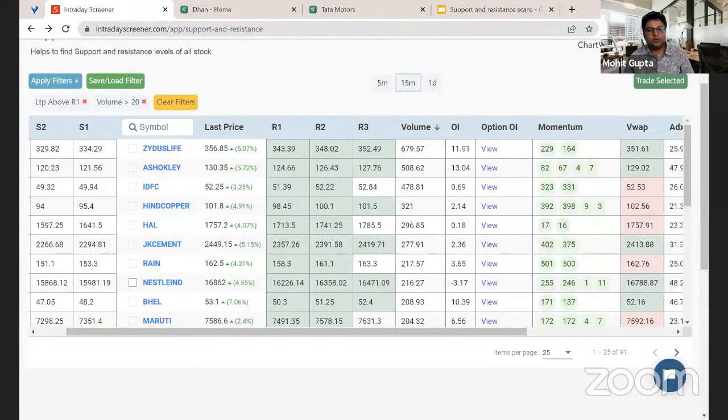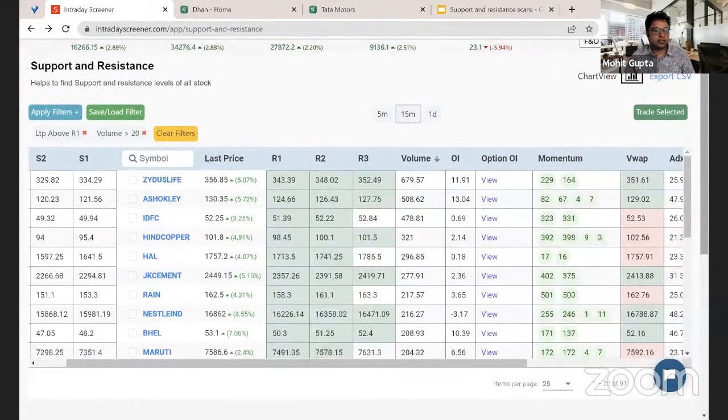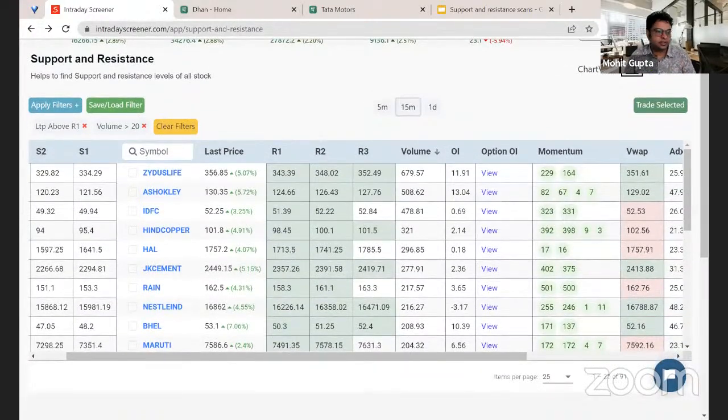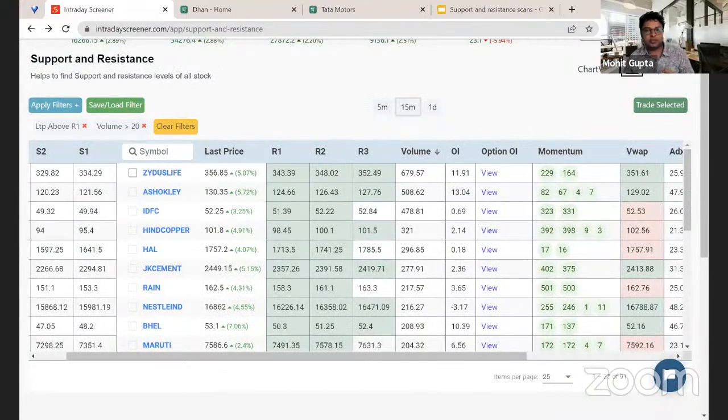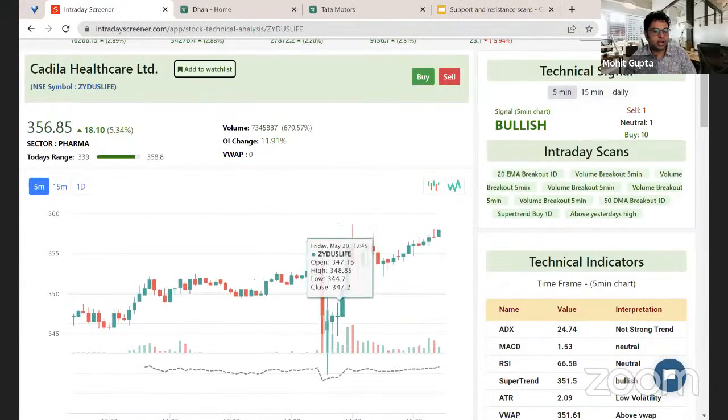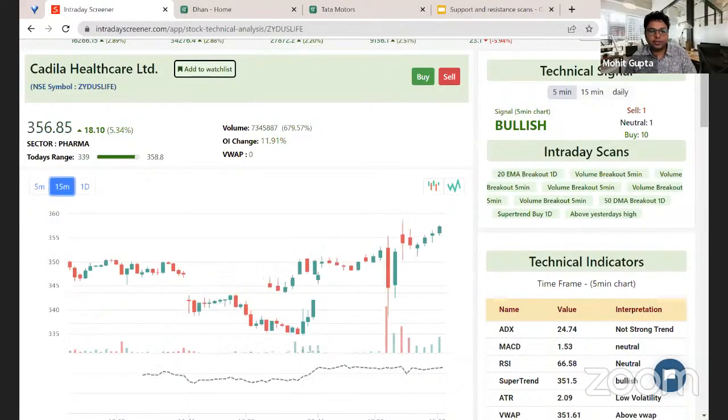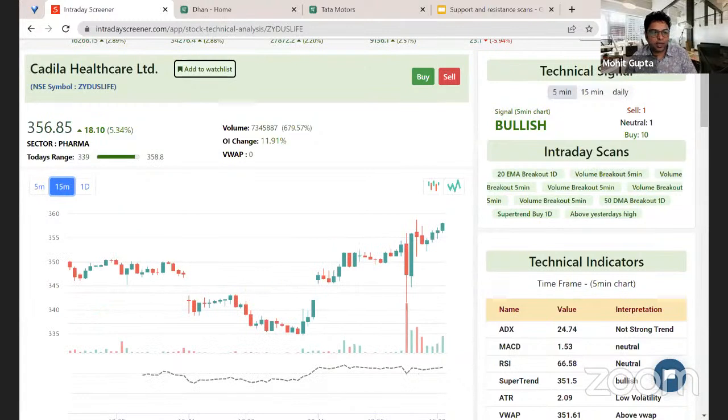So you can use this support and resistance scanner to find all the support and resistance based on different filters. Again, as I told you, nothing is a substitute for the chart, so it is advisable to open the chart. You can open that stock and see the chart and the price action. You can see on what intraday scans it is appearing, right?